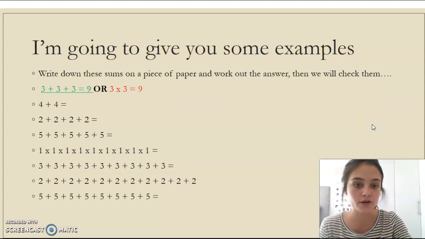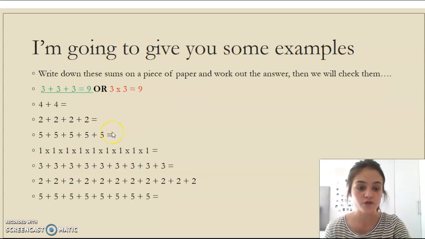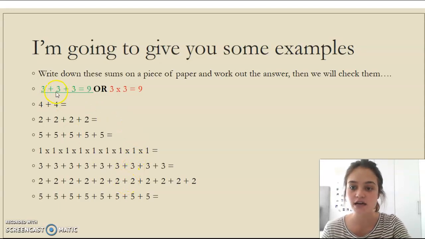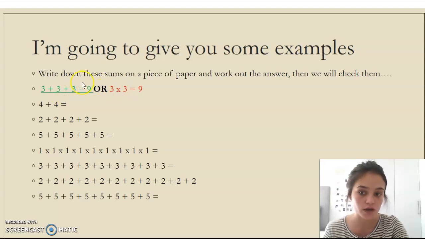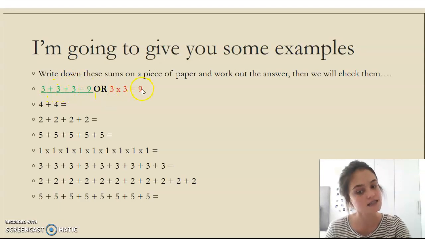So I'm going to give you some examples. I've done the first one for you and I'm going to go through it with you. Then when I'm done, you're going to pause and do it by yourself, and then we will check it together. So let's have a look. Right over here we have 3 plus 3 plus 3, and you now know that when we are adding the number, we say 3 is repeated 3 times. So 3 plus 3 is 6, plus another 3 is 9, or 3 times 3, because 3 is being repeated 3 times, and it's 9.